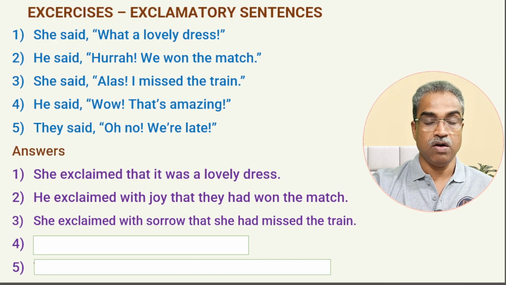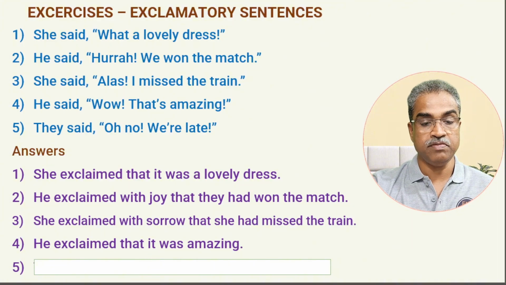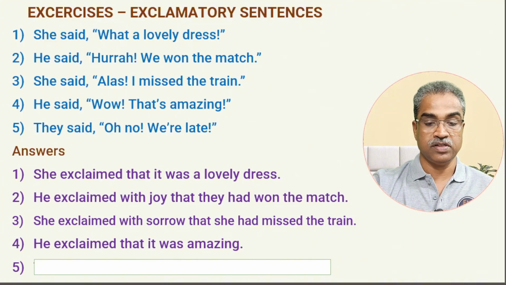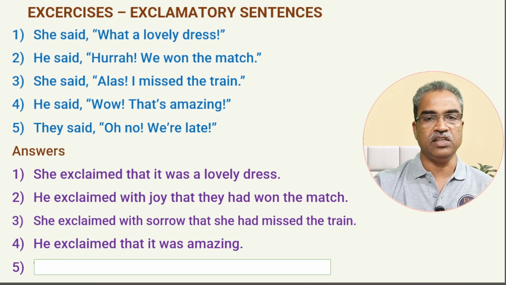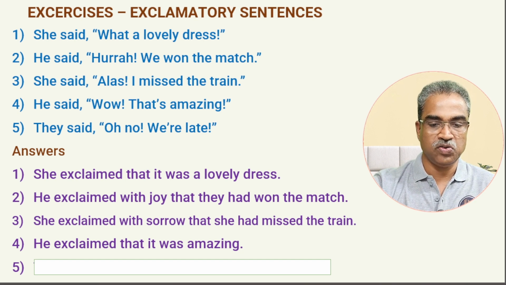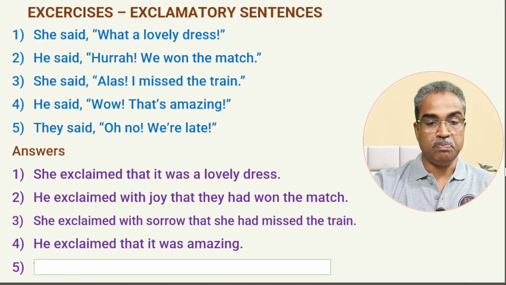Now he said, "Wow, that's amazing." So, how will it be? He exclaimed that it was amazing, or it was indeed amazing, that it was very amazing, and indeed, really, very, certainly, definitely. All these words you can use to replace the interjections: wow, alas, hooray, all these things.